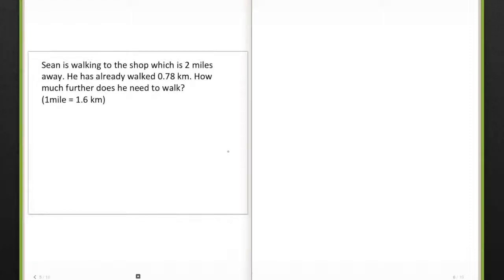Sean is walking to the shop, which is 2 miles away. He's already walked 0.78 kilometres. How much further does he need to walk? Well, we can't work in miles and kilometres, we need one or the other. So I'm going to work in kilometres. 1 mile is 1.6 kilometres, and we're given that.